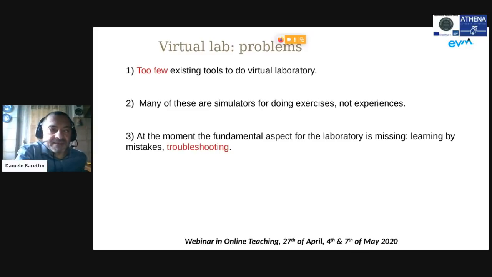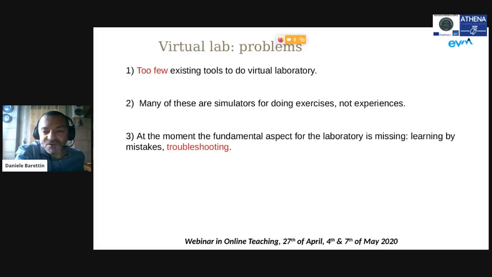I hope that this pandemic could be an effort also to improve this. You know, every time mankind goes through a serious problem, there is a strong and fast acceleration in progress. So I really hope that this can help to develop a real virtual lab. Because at the moment, in our experience, especially from my experimental colleagues, there are too few tools to do a real virtual laboratory. And a lot of them are simulators from exercises, not really lab experiences.